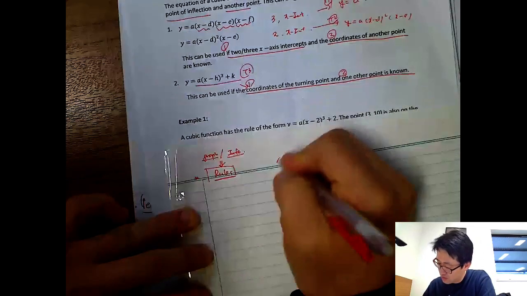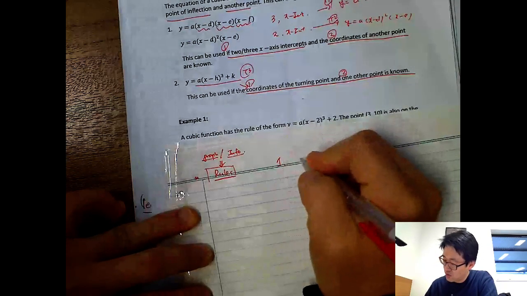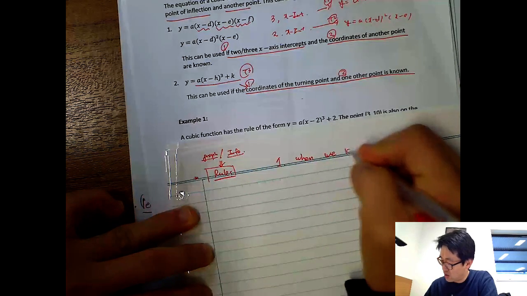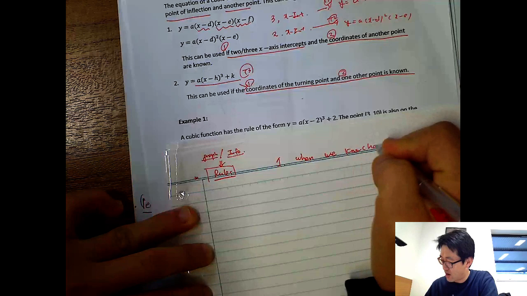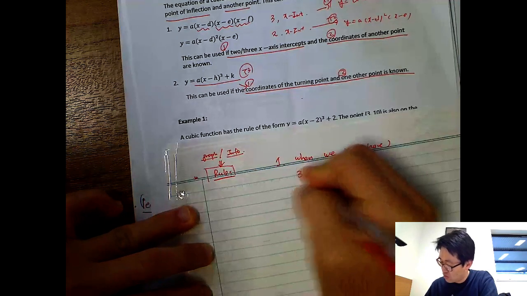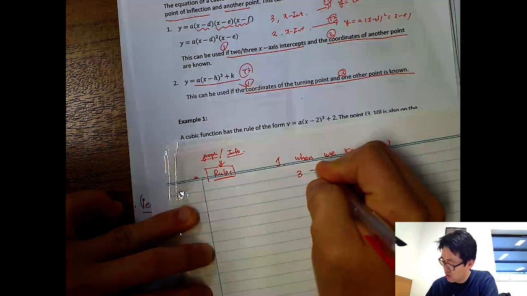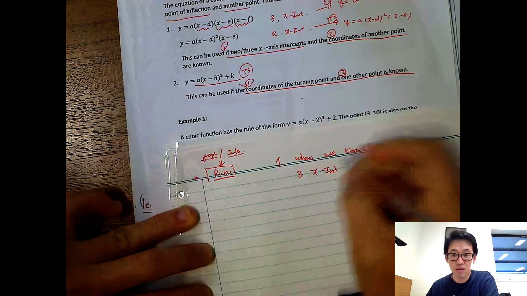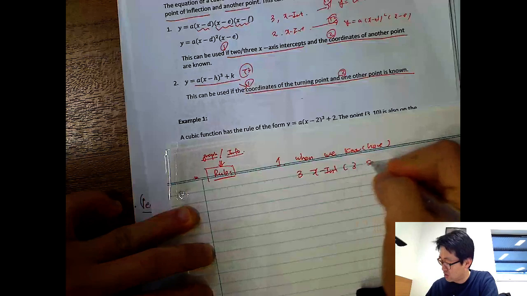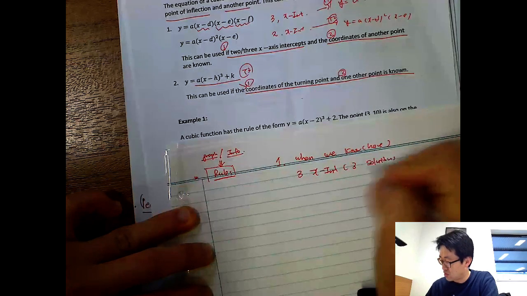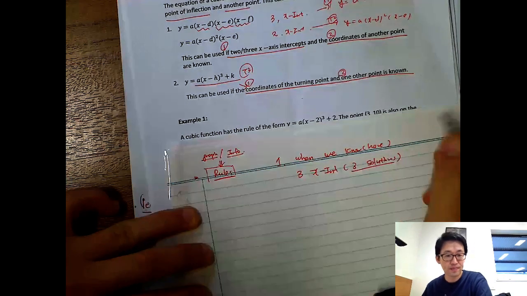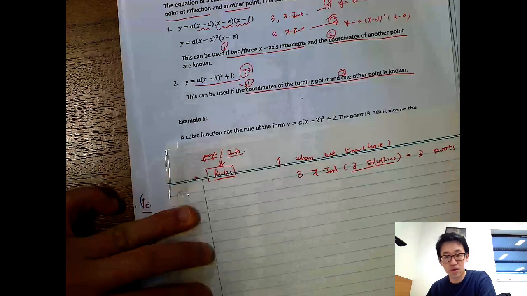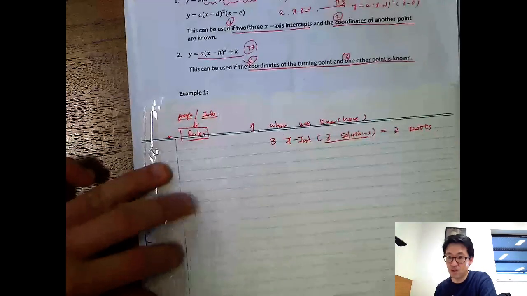I'll just write down. The first option is when we know, or when we have, 3 x-intercepts. That means 3 real solutions. Okay? That means the same as 3 roots. It's all the same thing. That's the first case.